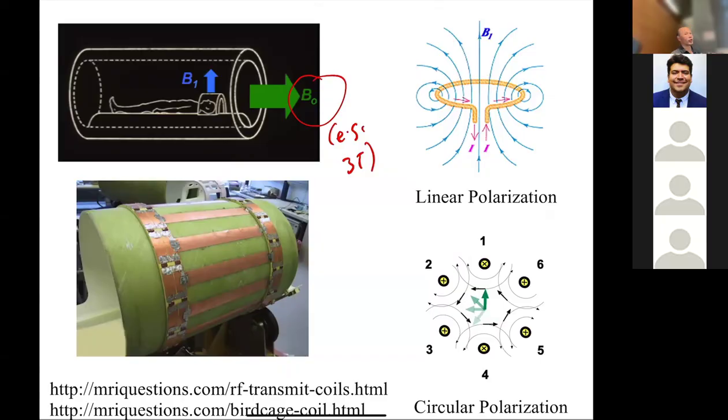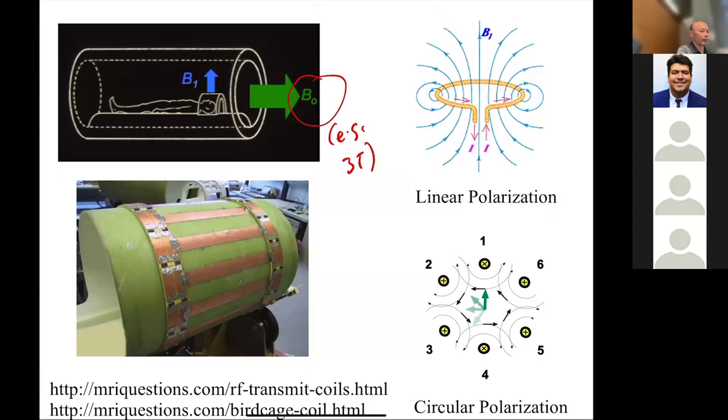So that is the very strong field, and we call that the B0 field. Anytime you see B0, that's the main field. The RF field is what we call B1, and that tends to be much smaller in amplitude, on the order of the Earth's magnetic field. So these are much smaller fields.